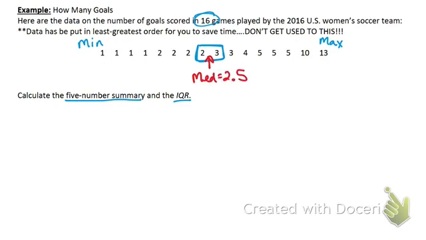Now, here's the cool thing. We have now cut the data literally in half. There are 8 values on the left. There are 8 values on the right, okay? So now we have a lower half and an upper half.